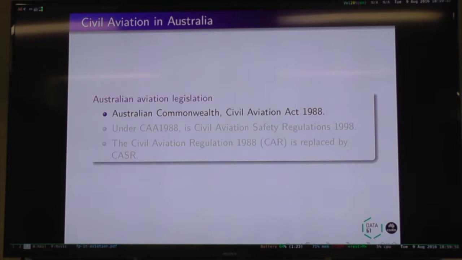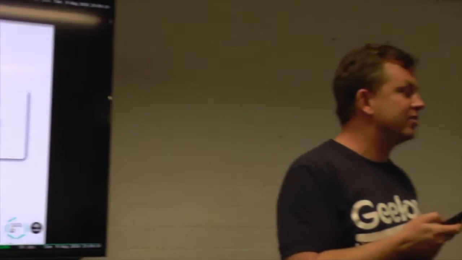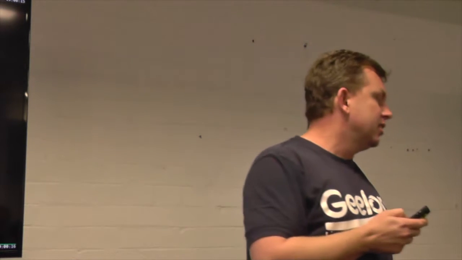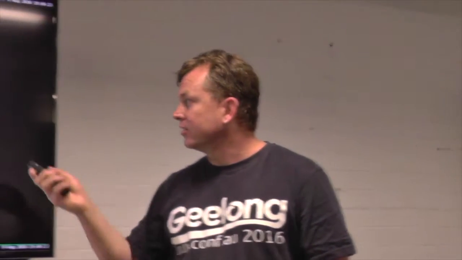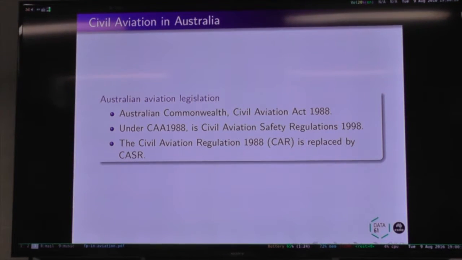So in Australia, like I said, it's federally regulated. We still have, but it's kind of deprecated, I guess, the Civil Aviation Act. That's not deprecated. No, it's the CAR that's deprecated. Under that is the Civil Aviation Safety Regulations. Oh yeah, it says it right there. Right, yeah. Okay. So, it's going to become relevant in a minute.